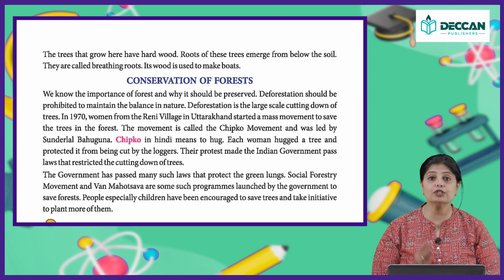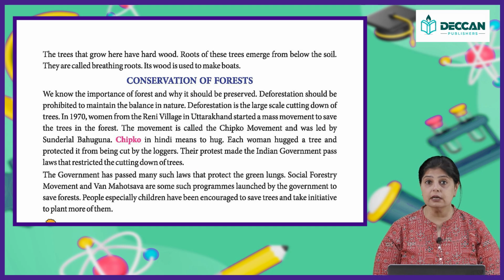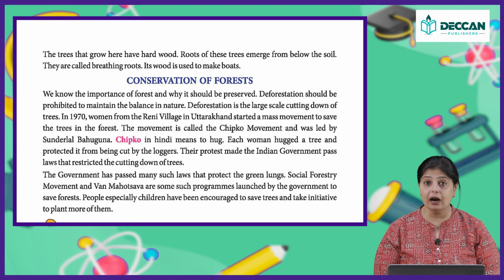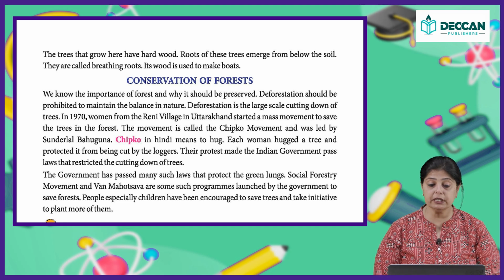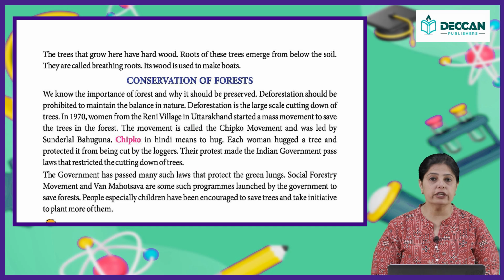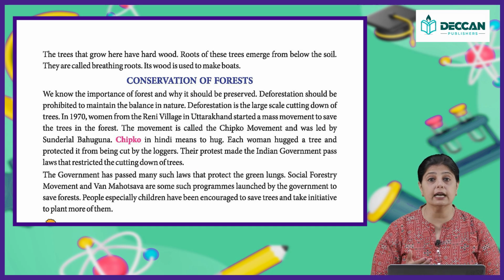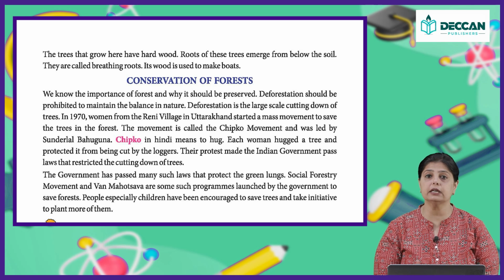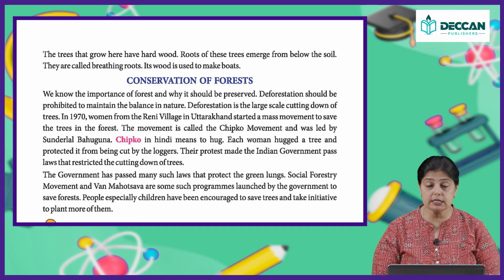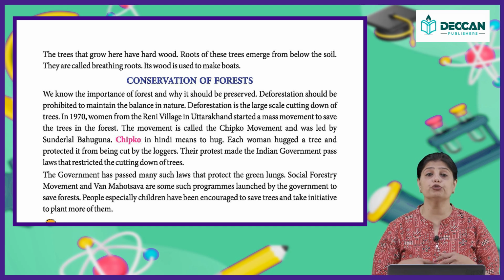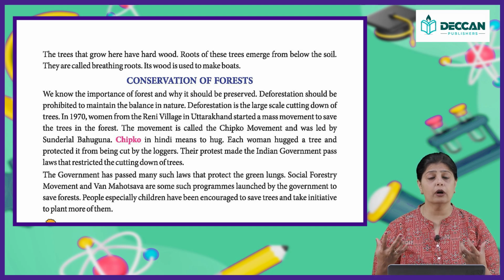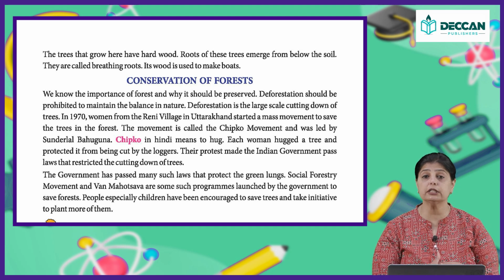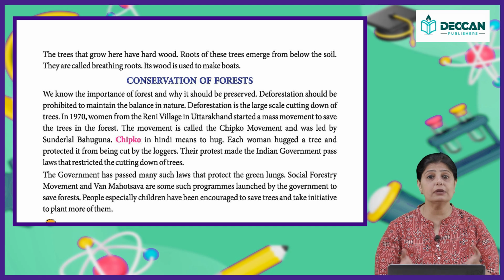So we have to put a stop on certain activities which are done in the forest, which should not be done. One such activity is deforestation. Deforestation should be prohibited to maintain the balance in nature. So what is deforestation? Deforestation is the large scale cutting down of trees. Now these trees can be cut down for many reasons. It is not only for getting wood from the forest. Yes, that is one of the reasons, but apart from that, they can also be cut because they need to do some development activities in those areas, like they want to construct some dams, or they want to make some new factories, or new buildings have to be constructed. So there can be n number of reasons why these trees are being cut down.